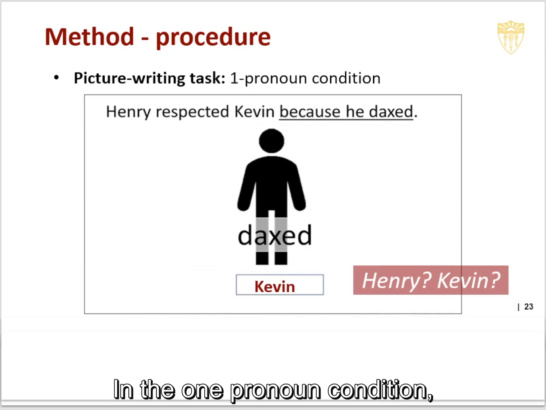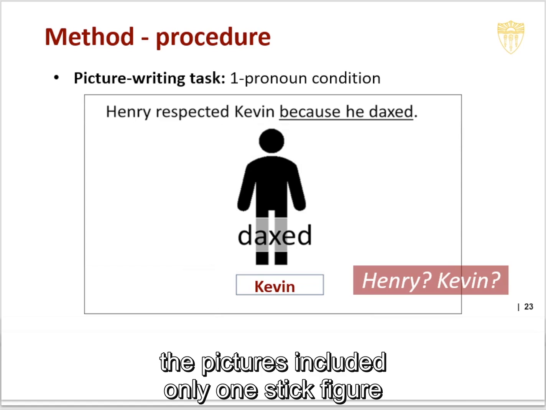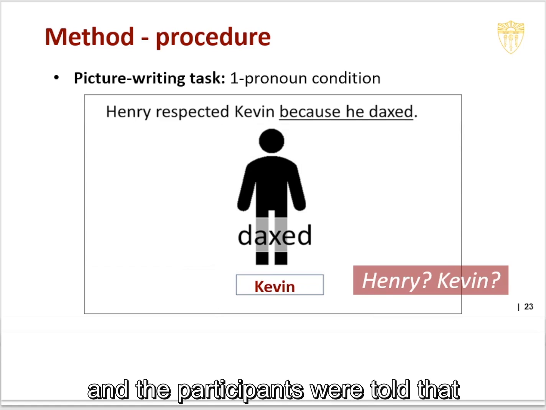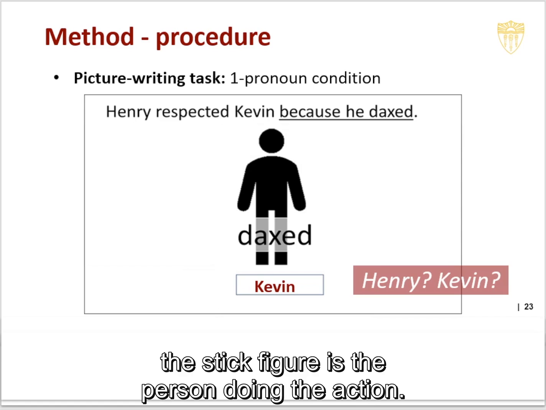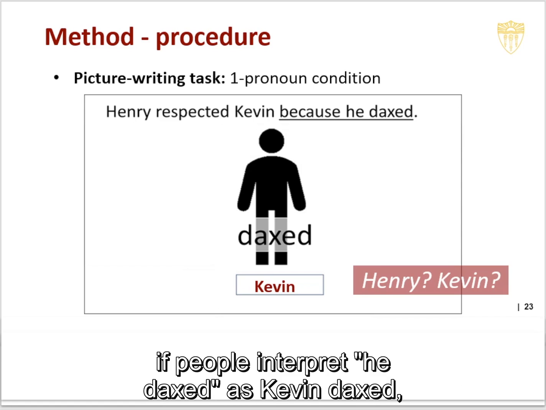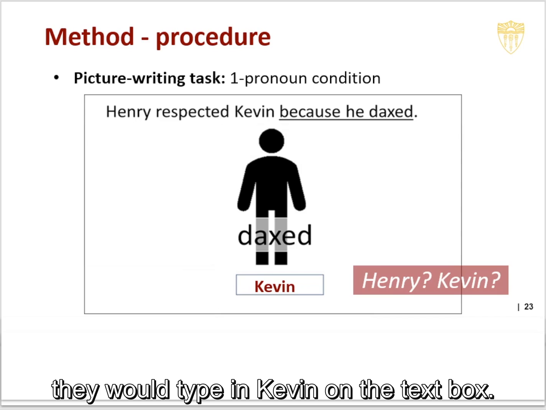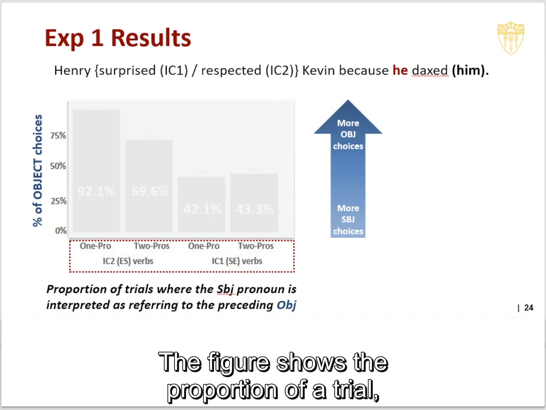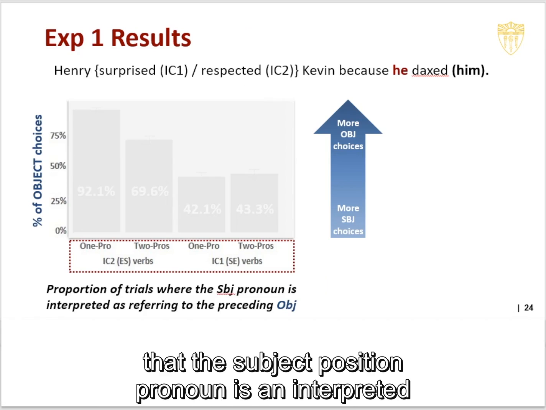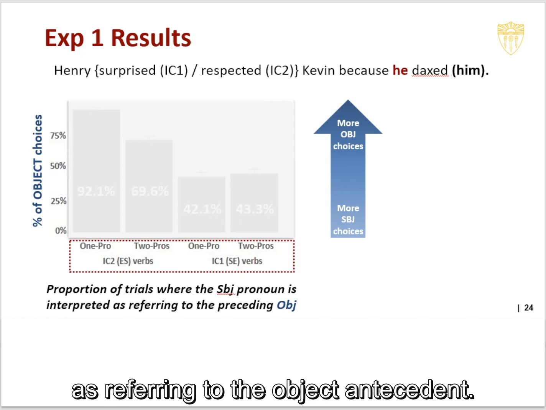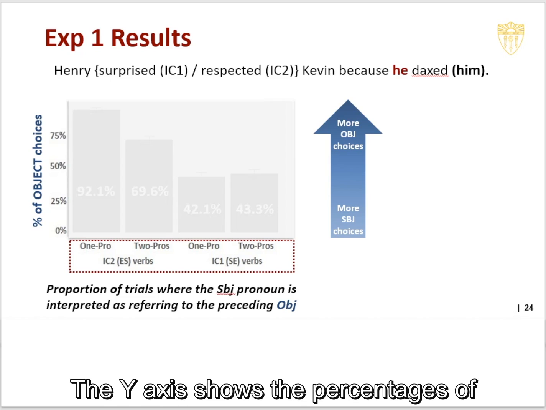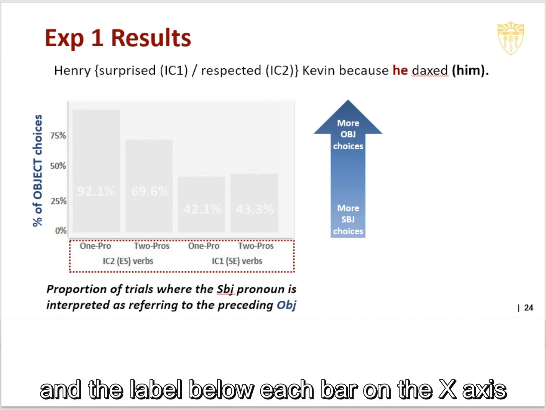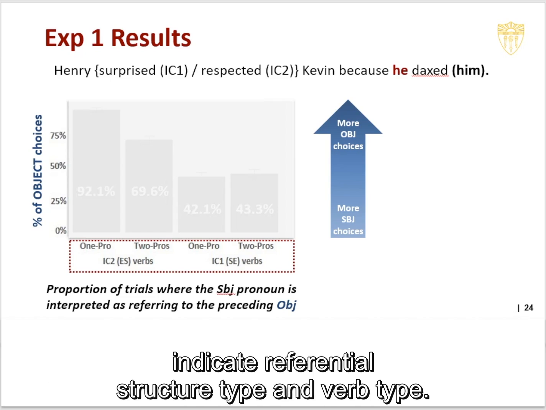In the one pronoun condition, the pictures included only one stick figure, and the participants were told that the stick figure is the person doing the action. So in the figure, if people interpret he text as Kevin text, they will type in Kevin on the text box. Now let's look at the result of experiment 1. The figure shows the proportion of trials that the subject position pronoun is interpreted as referring to the object antecedent. The y-axis shows the percentages of object antecedent choices, and the label below each bar on the x-axis indicates referential structure type and the verb type.